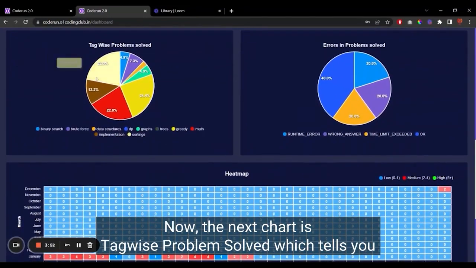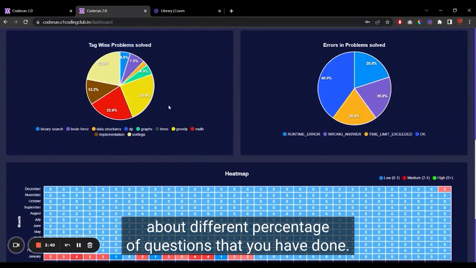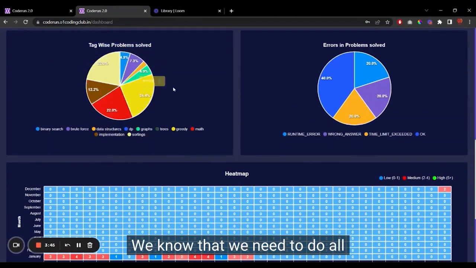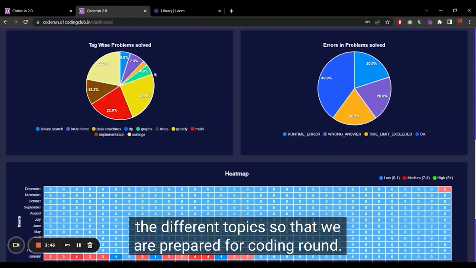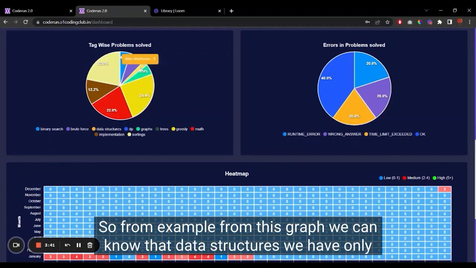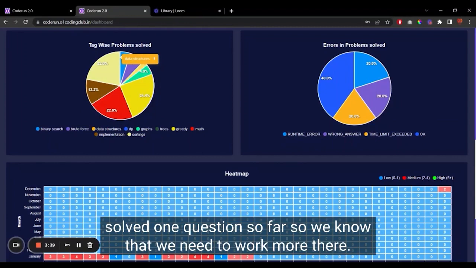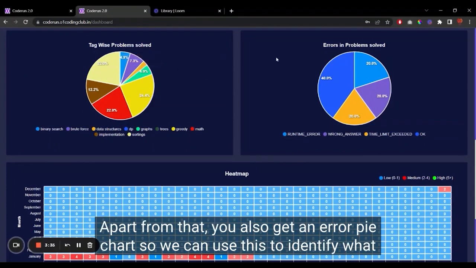Now, the next chart is tag wise problem solved, which tells you about the percentage of questions that you have done. We know that we need to do all the different topics so that we are prepared for coding. So from this graph, we can know that in data structures, we have only solved one question so far. So we know that we need to work more there. Apart from that, we also get an error pie chart.